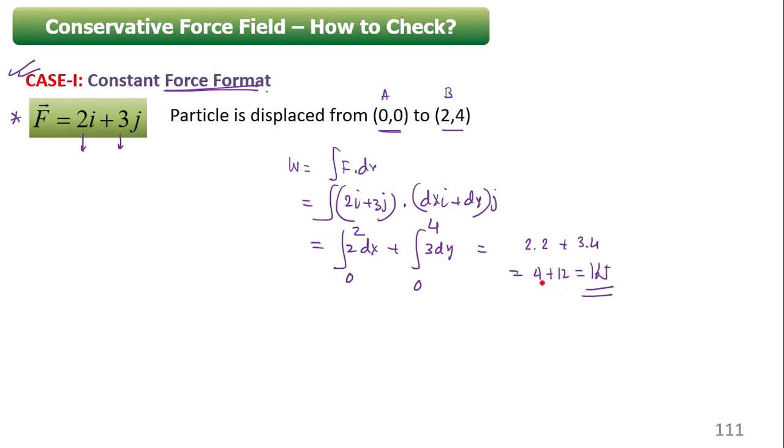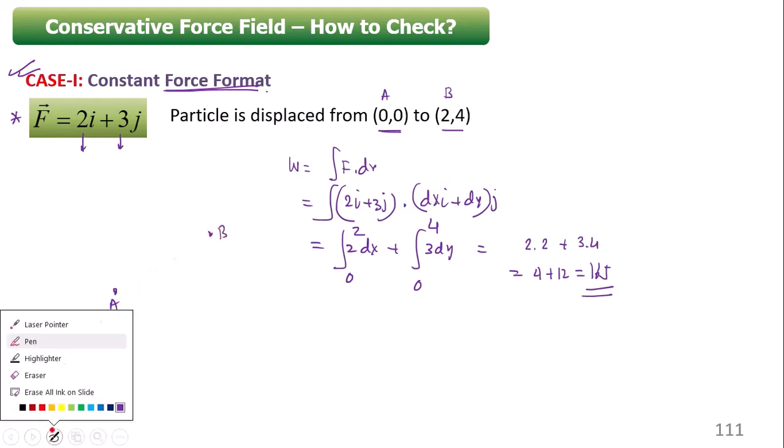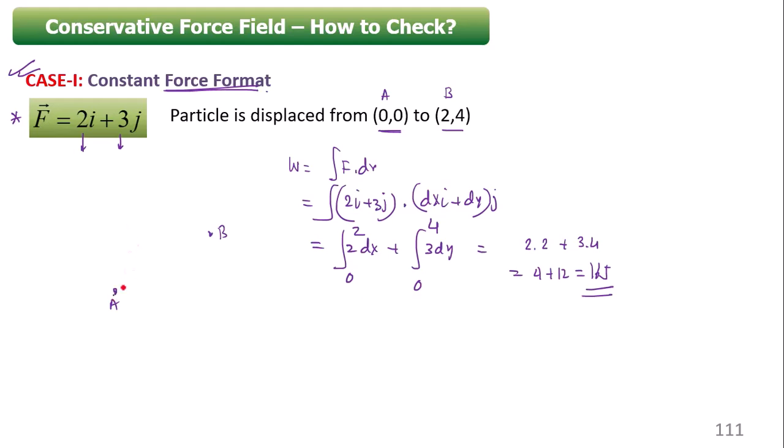Now in order to calculate the 16 joule, I don't have to know in which direction the particle is moving. I only have the identity of points A and B. I should not need to know the path, whether it is moving on a straight path or along this path or that path. Any path information is not required.